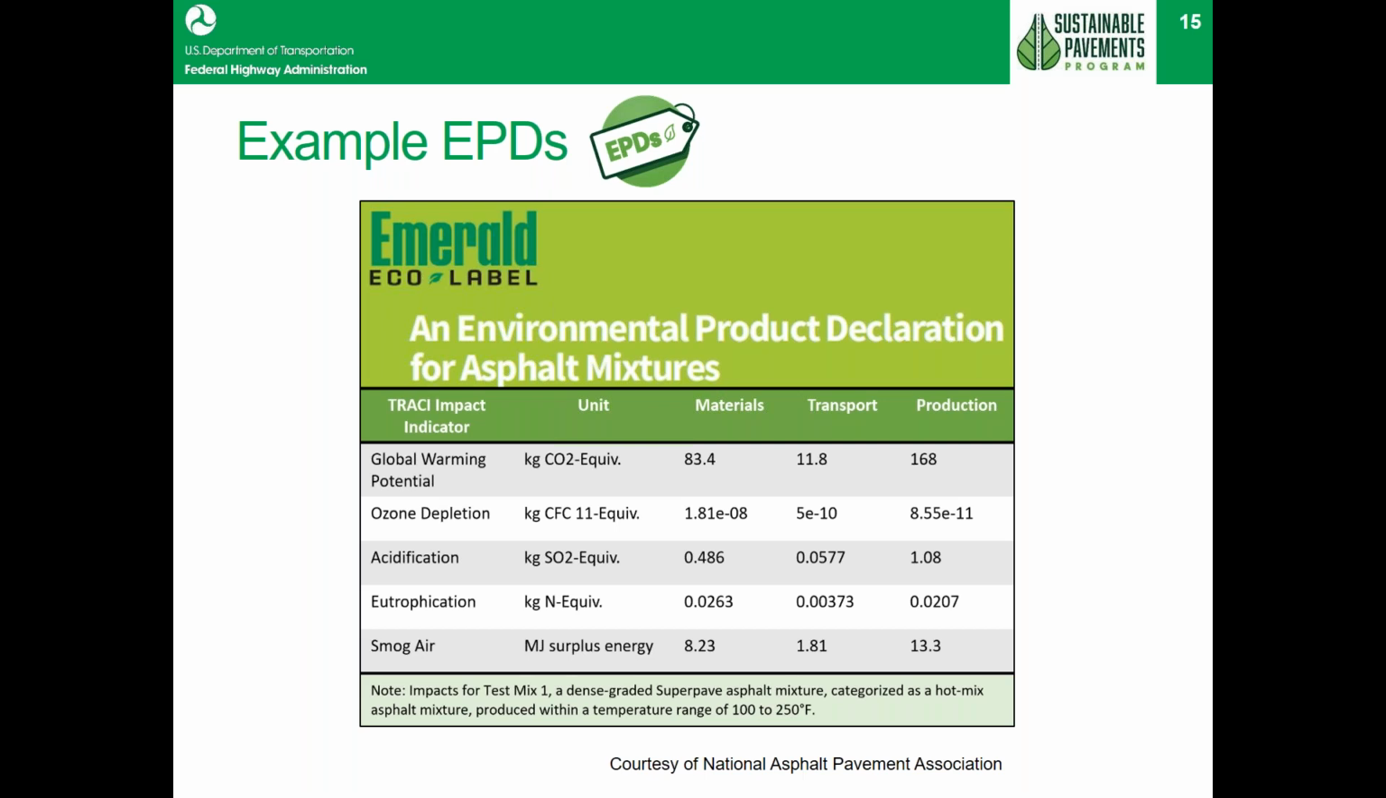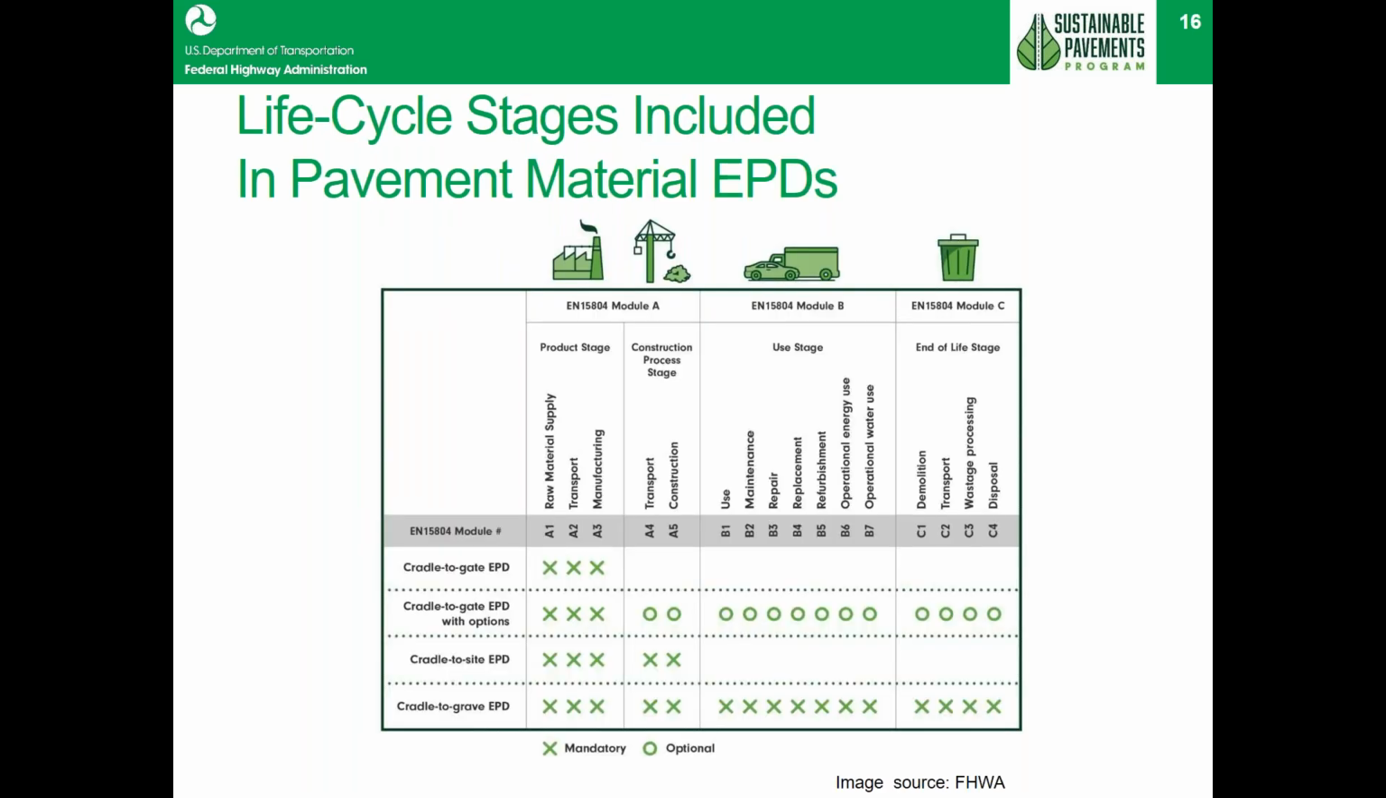So in this case, you see an enumeration of the impacts disaggregated by materials, by the transport of the materials, and then the production of the product itself. So again, it's kind of like an elaborate nutrition label, albeit with a few additional columns.